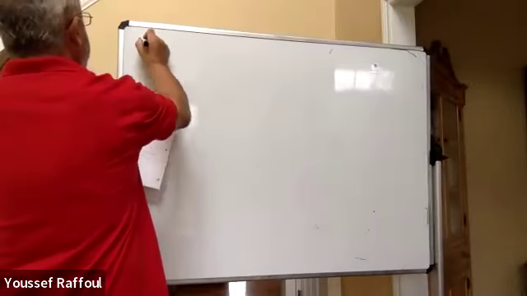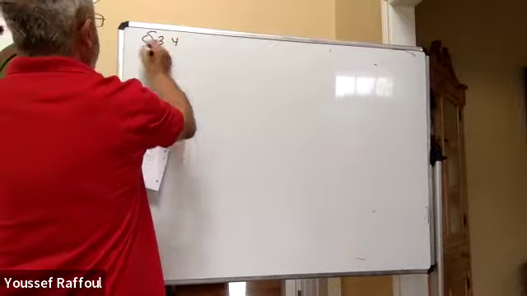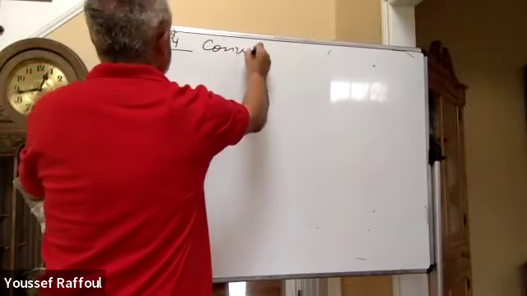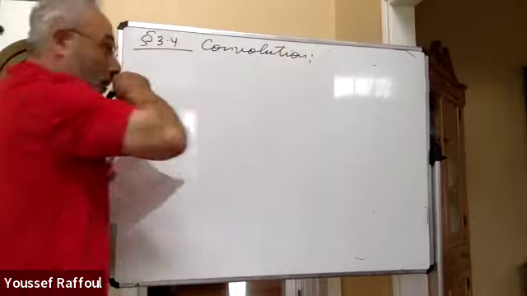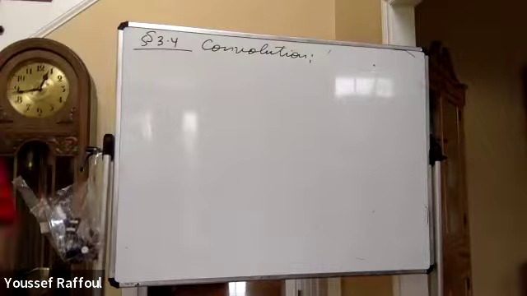All right, so this is section 3.4, convolution. And that is an important section. And I need to copy it too.